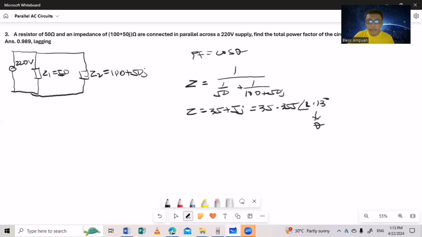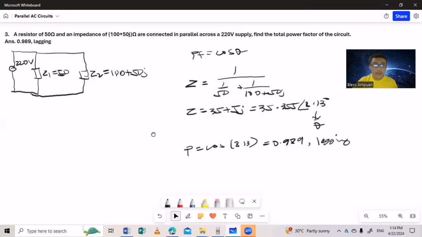Therefore, our power factor is equal to cosine of 8.13, which is equal to 0.989. If you observe here, what would be the indication? Is it leading or lagging? Since this is plus in the impedance, if we get the current, the current will have a phase angle of negative. So therefore, it is lagging.